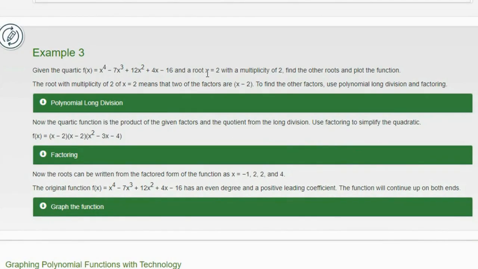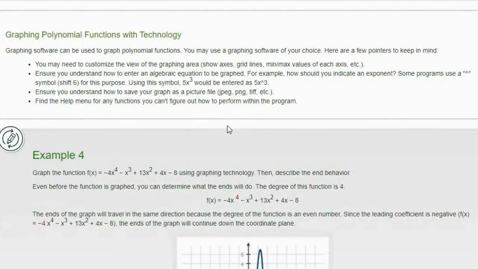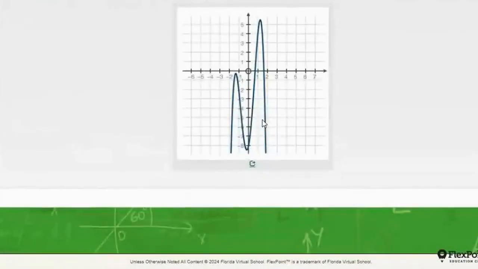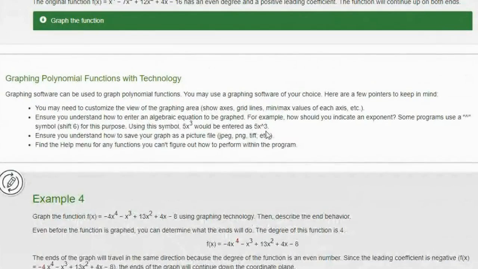X to the fourth has a root of x equals 2 with a multiplicity of 2. So they tell us there's 2 of those right off. And they want us to use, again, polynomial long division. We're not gonna do that because of the interest of time. I don't know how much longer this lesson is, but I don't want to run out. Let's see. Oh, there's another page at least.